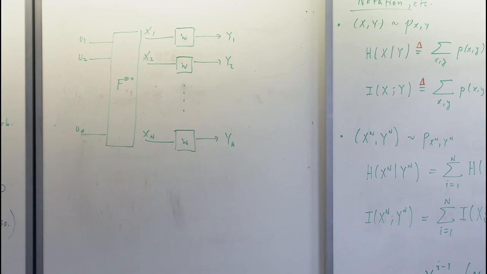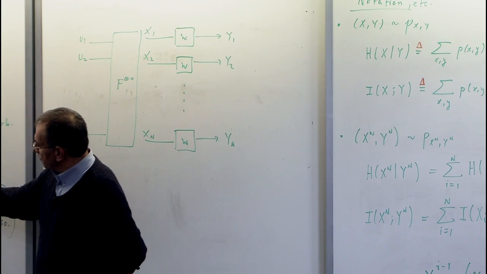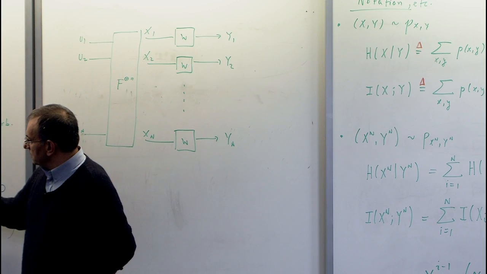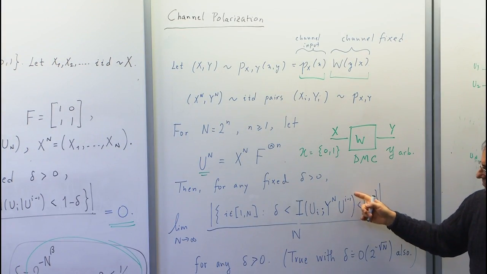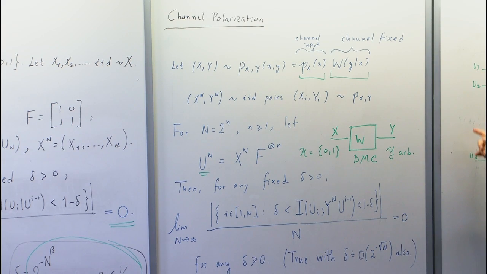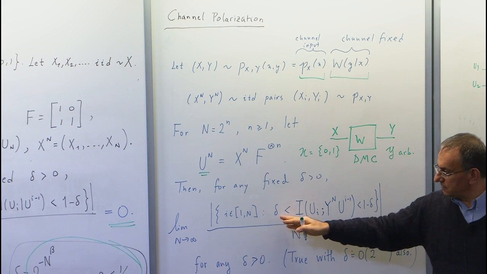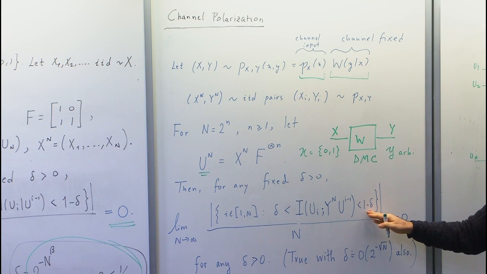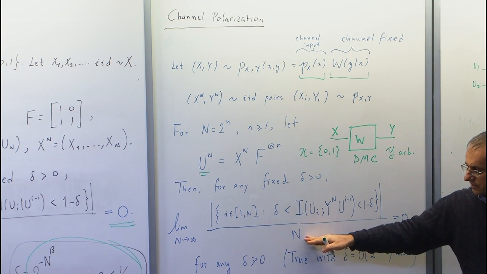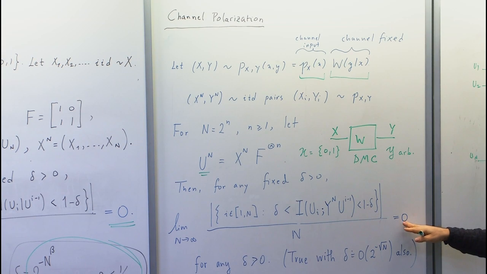So the claim here is the following. For any fixed delta greater than zero, the mutual information from U_i to the entire output and the past inputs, lying between delta and 1 minus delta, divided by n, so this is a fraction here, that fraction goes to 0 as n goes to infinity. So this needs to be interpreted carefully.